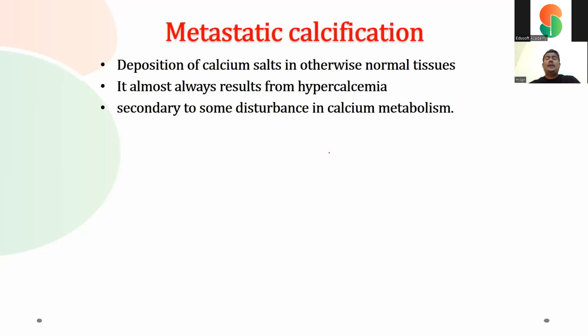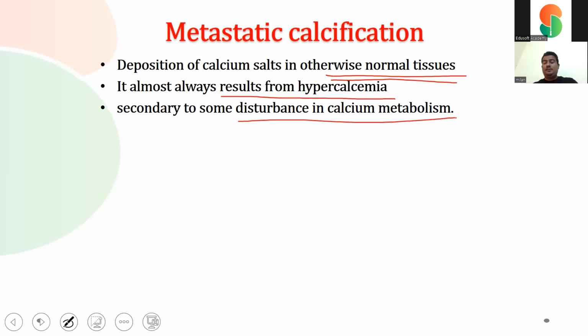Another type of calcium deposition is metastatic calcification. Herein the calcium salts are deposited in normal tissues, not dead necrotic tissue, but normal tissues. And it always occurs in the setting of hypercalcemia and disturbed calcium metabolism.